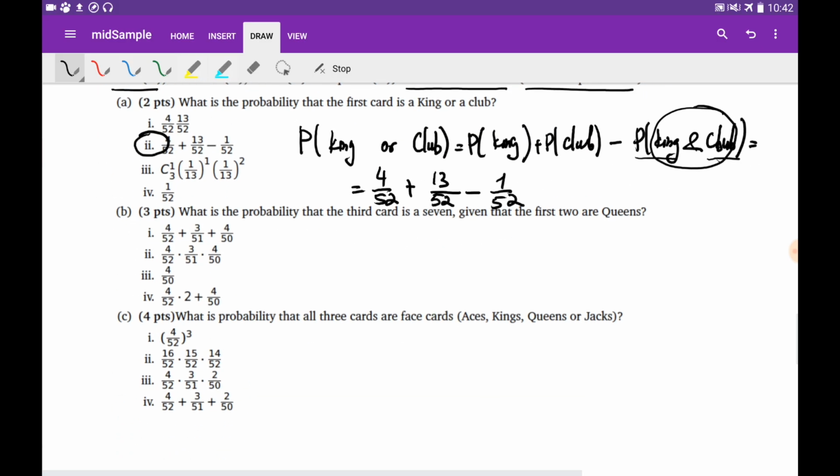So what is the probability that the third card is a 7, given that the first 2 are queens?